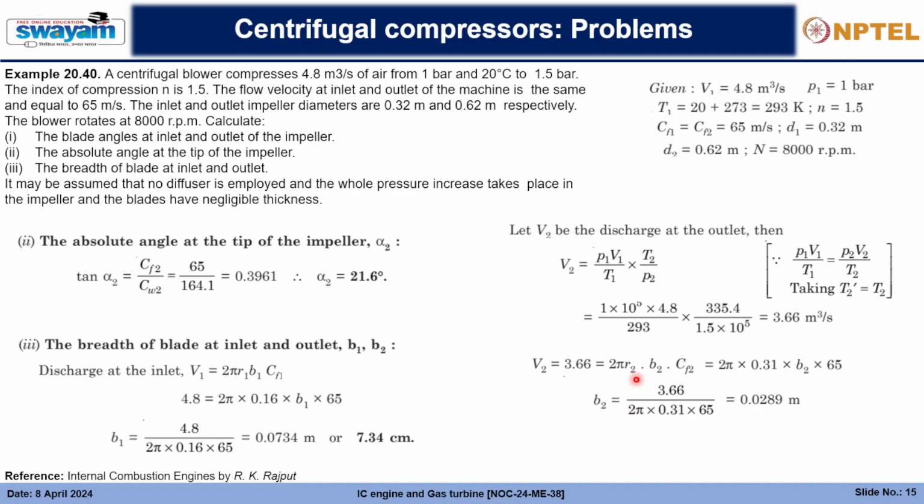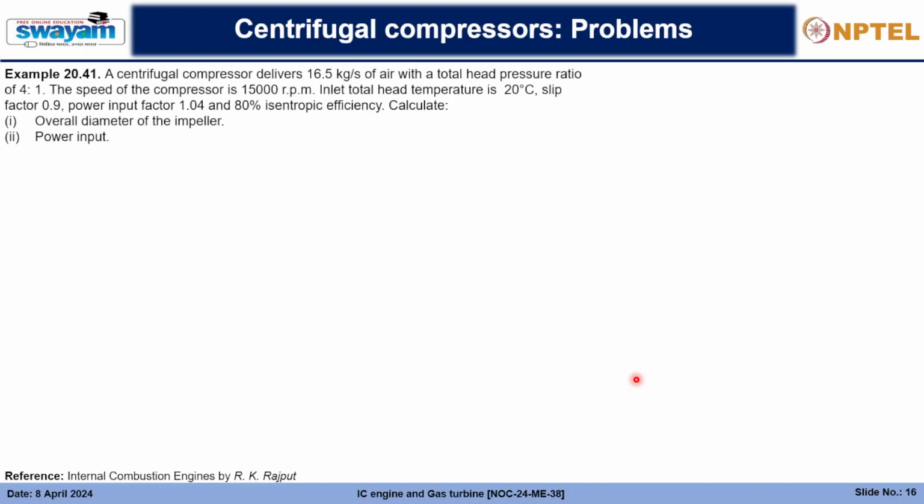So that leaves us at the end of the third question. Now let us move on to the next. A centrifugal compressor delivers 16.5 kg per second of air with a total head pressure ratio of 4:1. The speed of the compressor is 15,000 rpm. The inlet total head temperature is 20 degrees Celsius, slip factor 0.9, power input factor 1.04, and 80% isentropic efficiency. We need to calculate the overall diameter of the impeller and the power input.